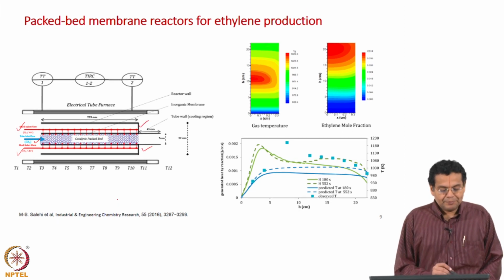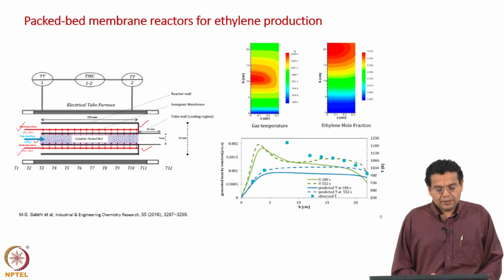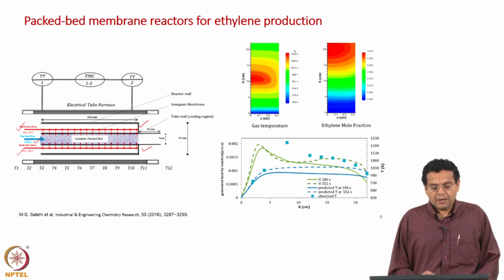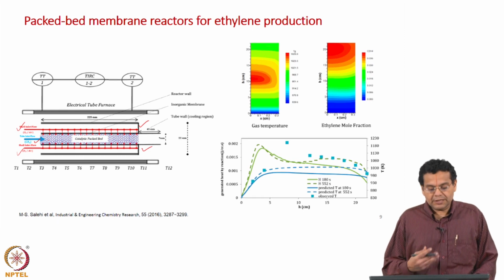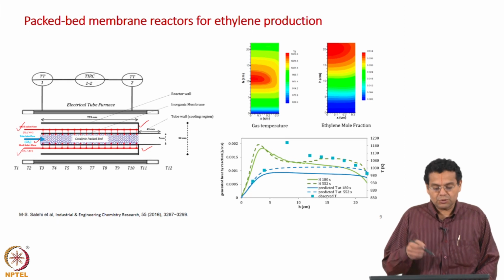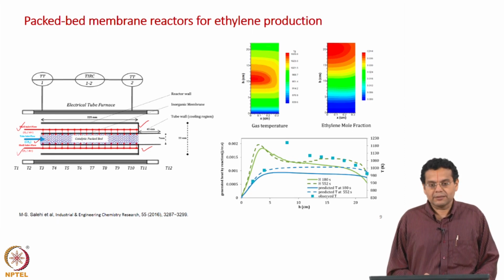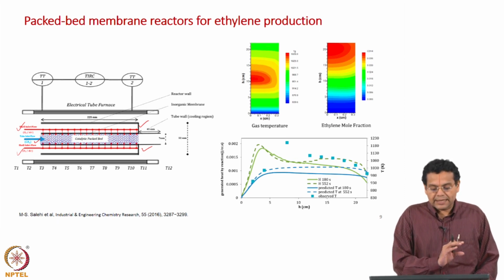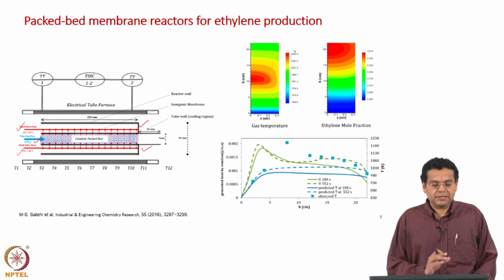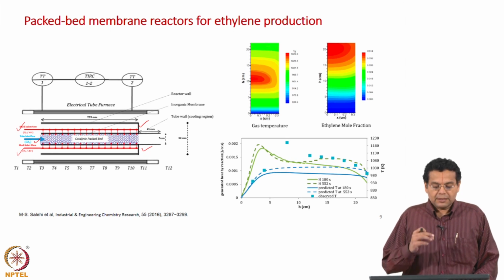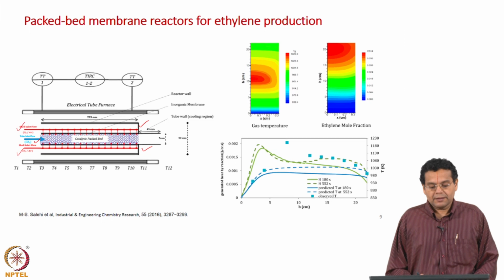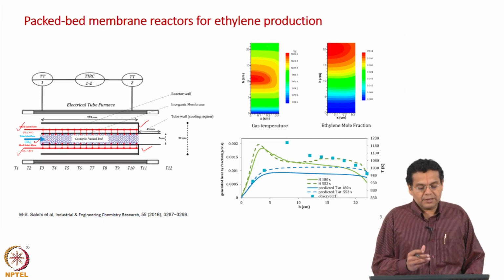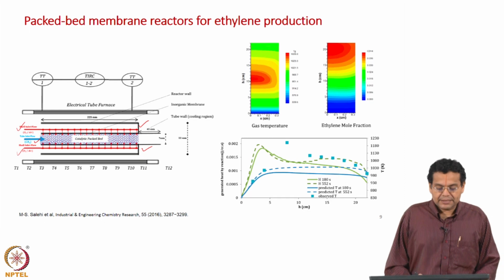So, what happens? Oxygen enters into the tube. How does it enter? The surface of the tube, or the walls of the tube, is made of an inorganic membrane. So, oxygen diffuses through the membrane and reaches the tube side. In that way oxygen is fed to the reactor along the entire length of the reactor. That is why it is called a packed bed membrane reactor. You have a packed bed inside the tube, and then the walls of the tube are made of a membrane, which also plays a role in allowing the oxygen to enter the inside of the tube.